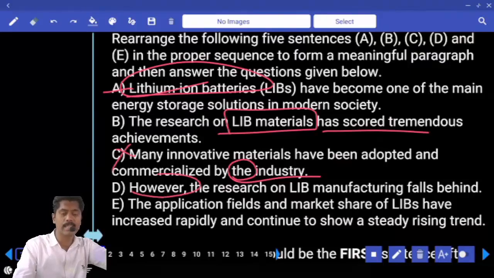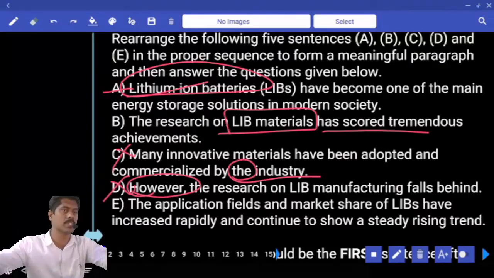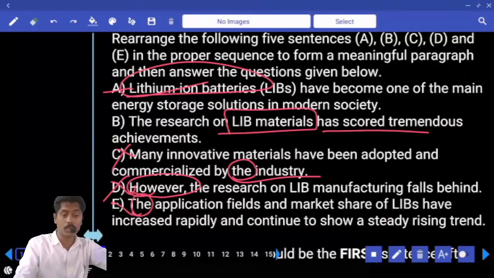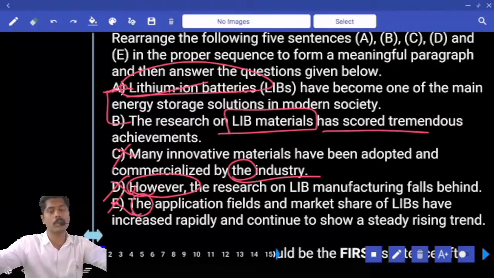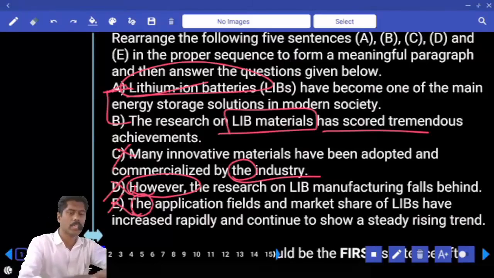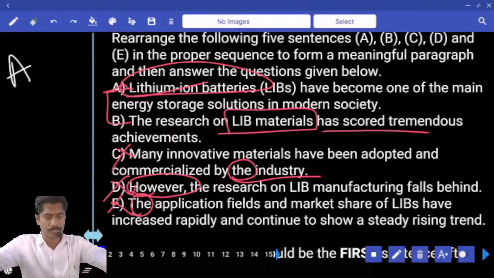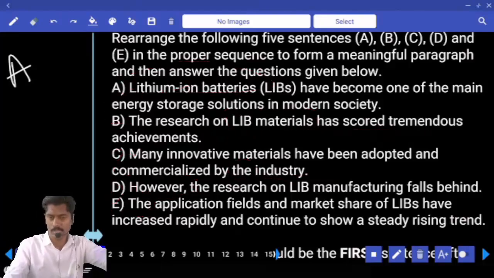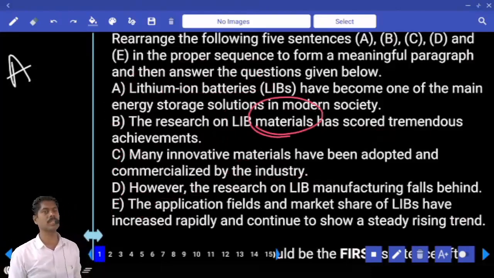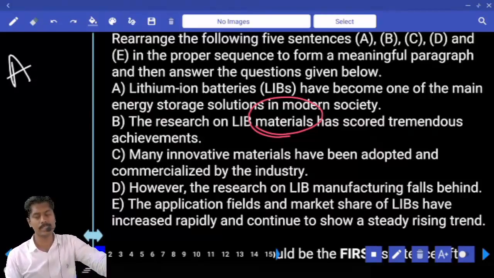However, if a sentence is starting with a conjunction, that cannot be the first sentence. The application fields, which application fields and which market share? No, first sentence is either A or B. What is the first sentence? It is about A, lithium ion batteries. A. Next, look at B, research on LIB materials. It's talking about LIB materials, means lithium ion batteries related materials. It has got tremendous achievements.